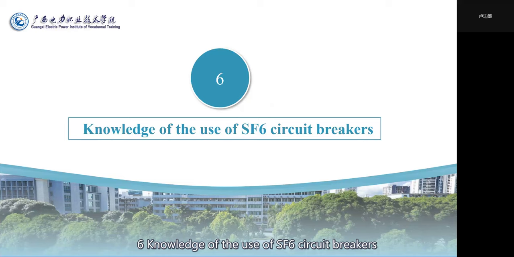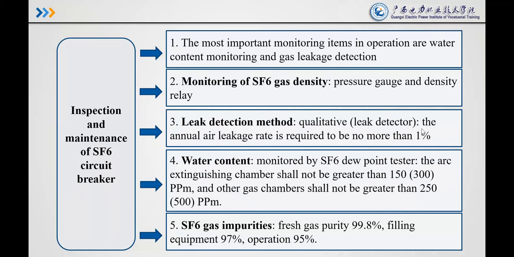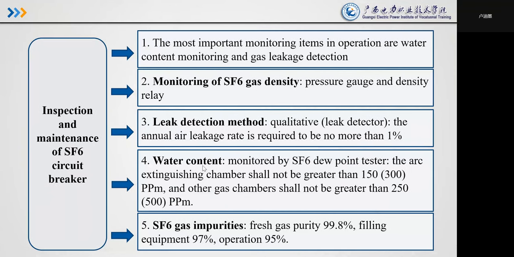Six. Knowledge of the use of SF6 circuit breakers. Inspection and maintenance of SF6 circuit breakers. 1. The most important monitoring items in operation are water content monitoring and gas leakage detection. 2. Monitoring of SF6 density, pressure gauge and density relay. 3. Leak detection method, qualitative. 4. Water content. 5. SF6 gas impurity.